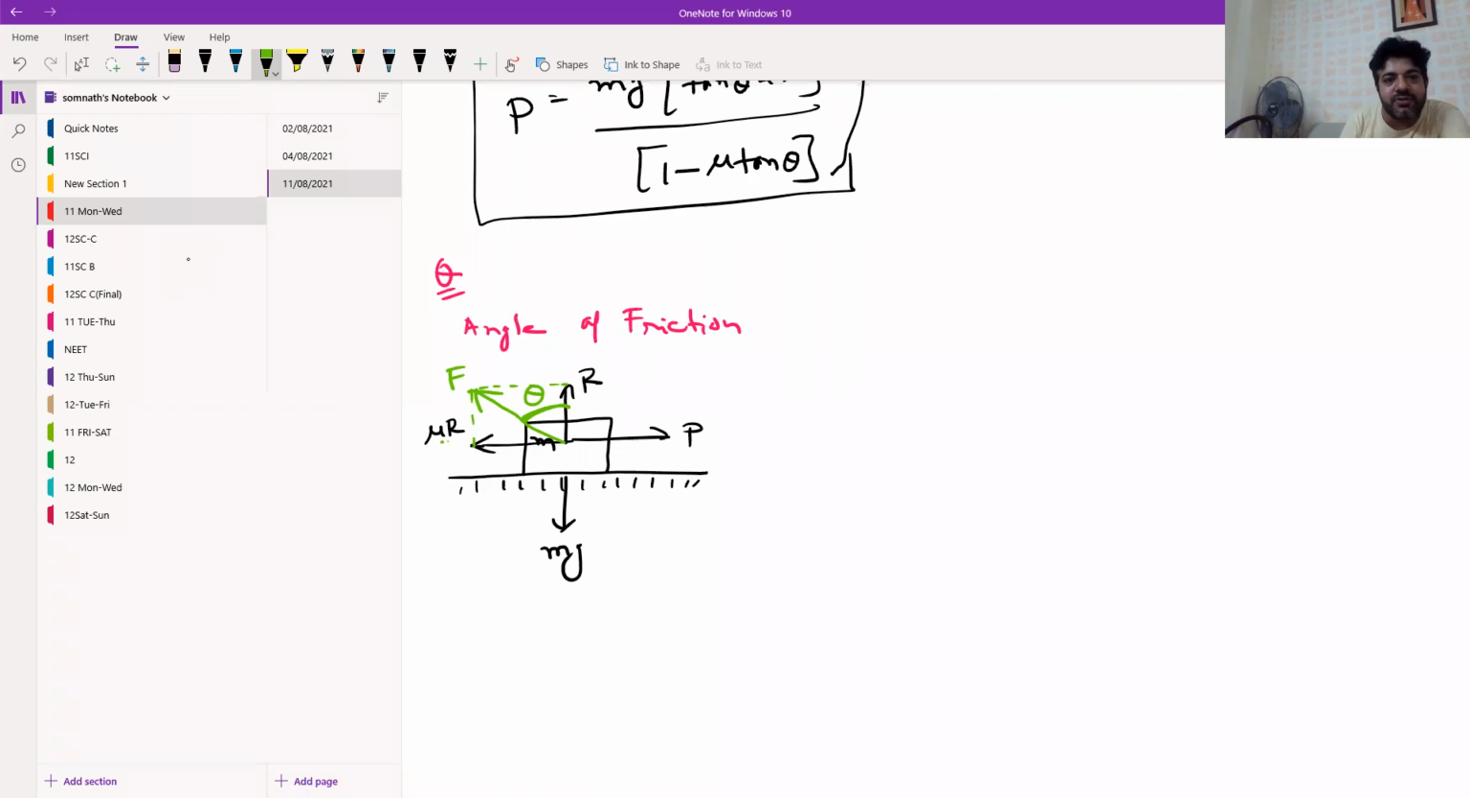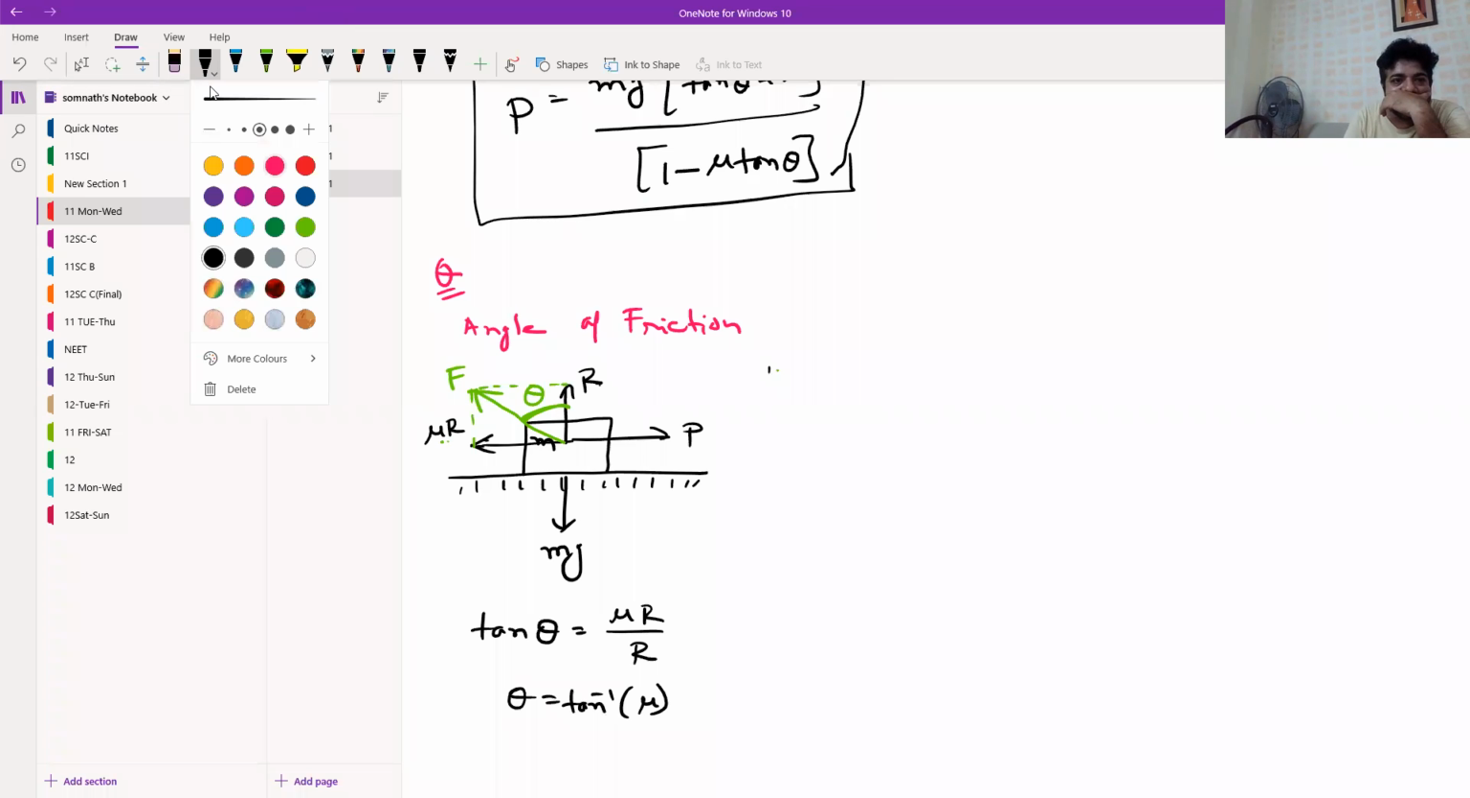Since it is limiting friction, now I can say from this, tan theta, that is perpendicular by base, that is mu R by R. So theta is tan inverse mu. Yes or no? Yes sir. This is called the angle of friction.